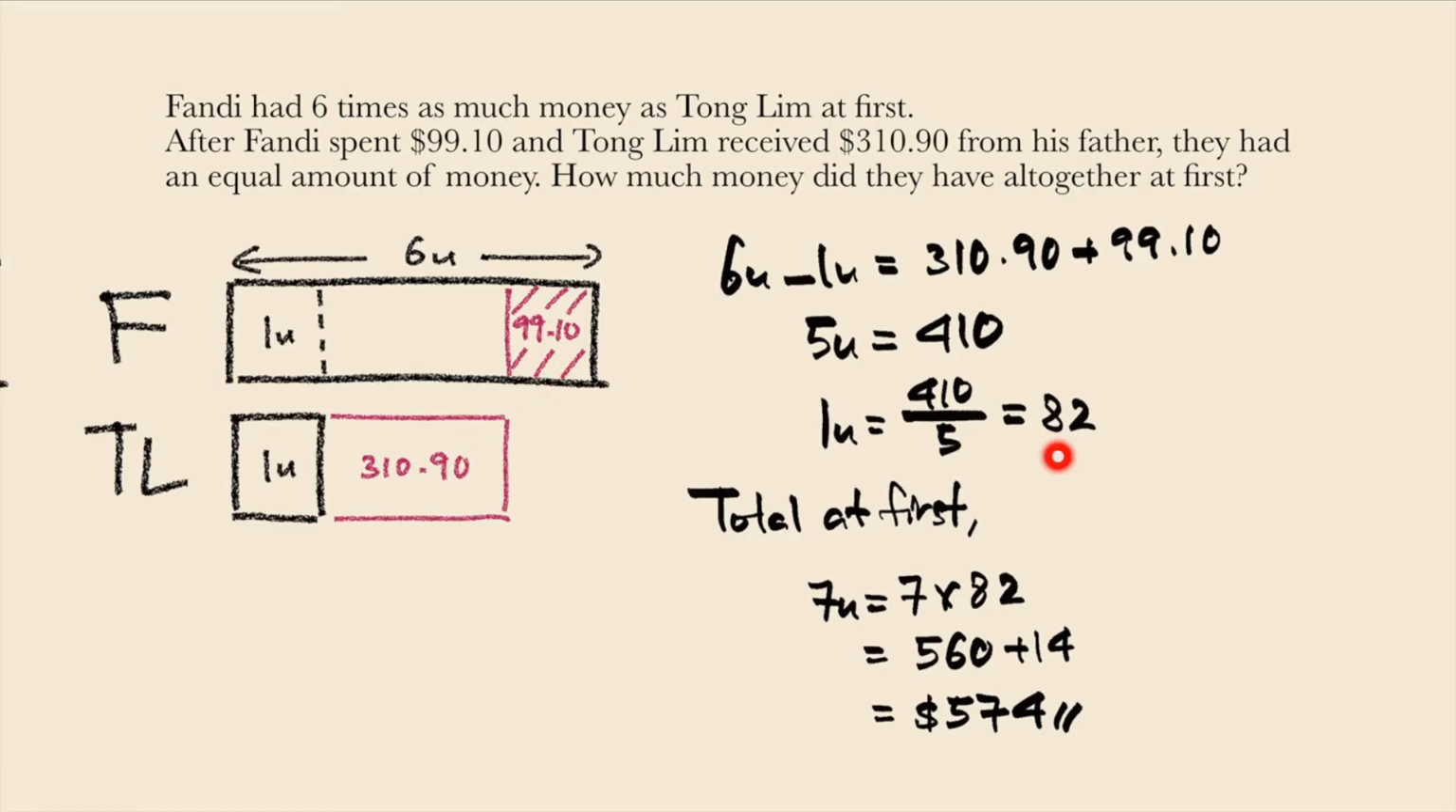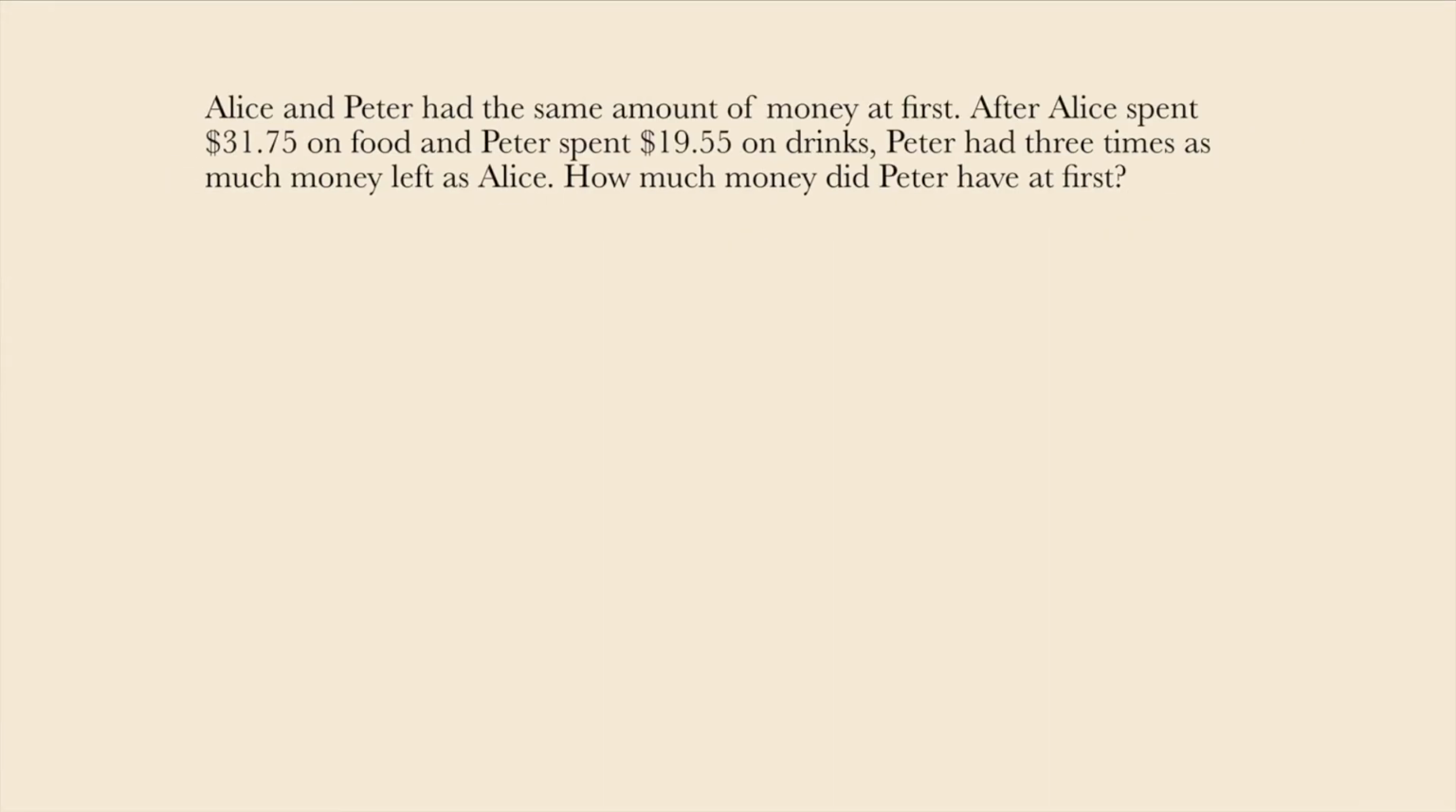And how much did they have all together at first? If you can see that at first there were 6 and 1 unit, that means the sum was actually 7 units at first. So having found 1U, we're going to multiply by 7 and obtain 574 as the answer.